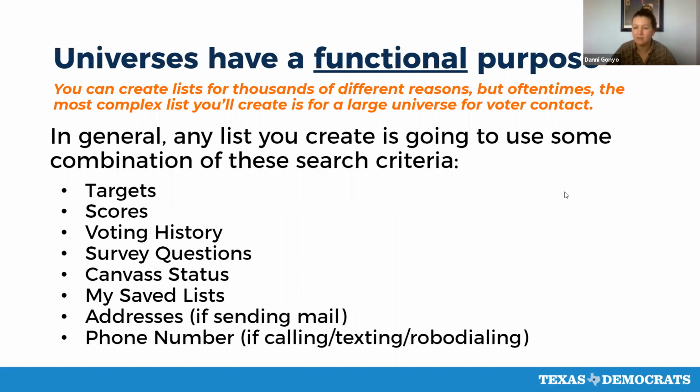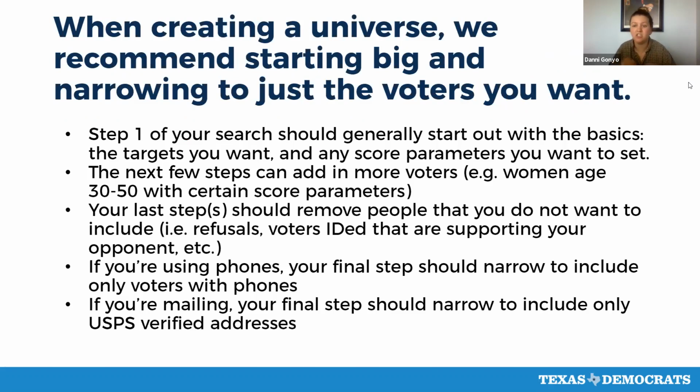These are the most common search criteria we see folks, from precinct chairs to county party users, campaigns, SDC members, usually use one or multiple of these search criteria. And we talked a bit about more of these in detail last night. When creating a universe or just a large list for voter contact, which is a universe, we recommend starting big and then getting smaller. So step one of your search will generally be kind of your base search.